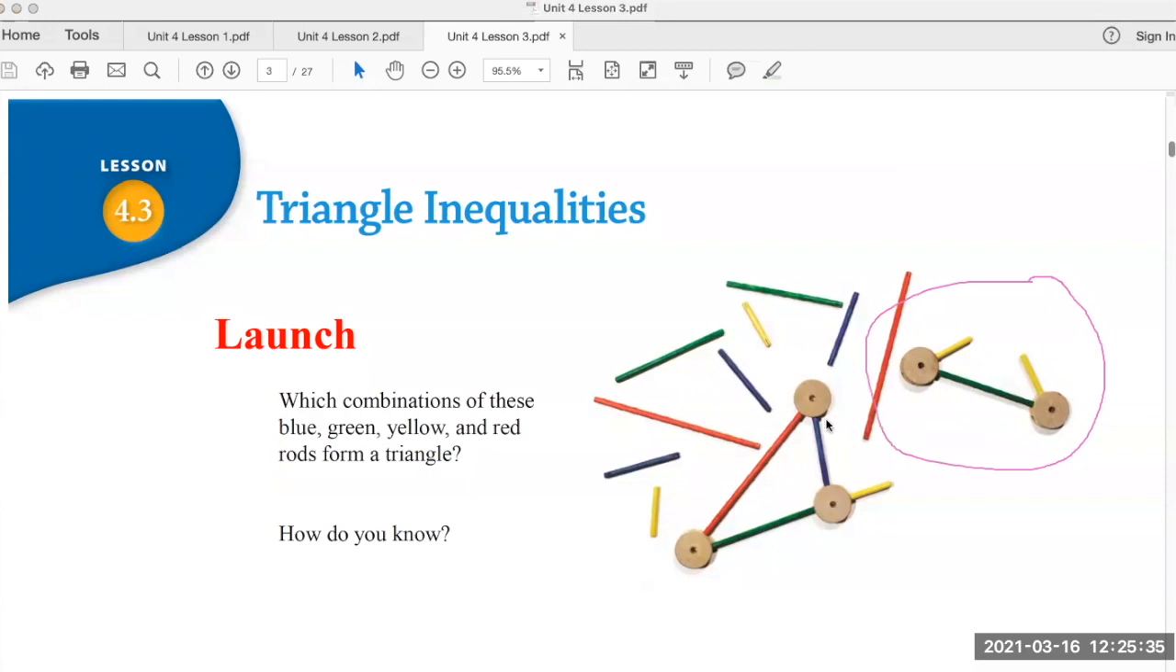So there must be a limit, either a minimum or a maximum, in terms of the size of rod for the third length or the third side. And so this lesson is all about discovering what that is.